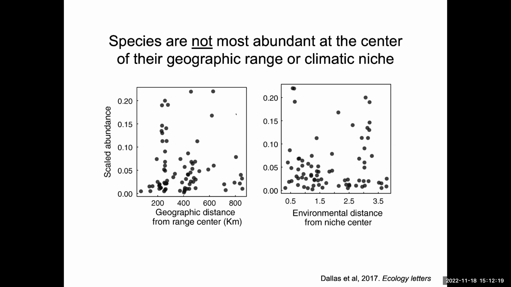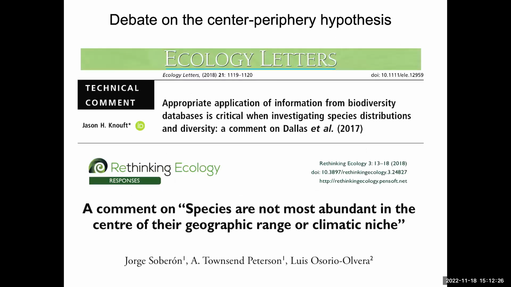As soon as the paper got published, it received a bunch of criticism, and two comments were written at the same time. One by Jason Roof, who is at St. Louis, Missouri, and the second one from Mona's PhD advisor, Peterson. The takeaway from these two comments is that, A, the data used by Dallas and colleagues were not appropriate to test the center-periphery hypothesis, and B, the estimation of the distance from niche center was not accurate.